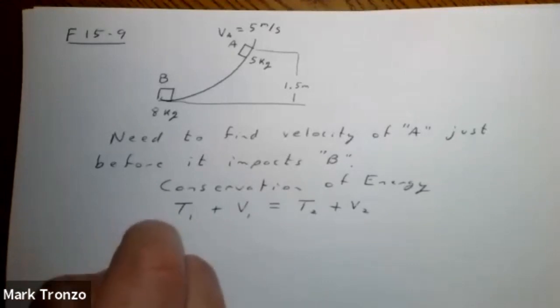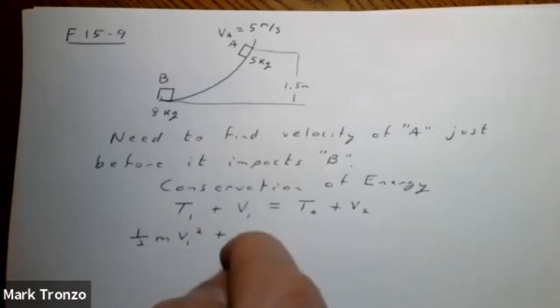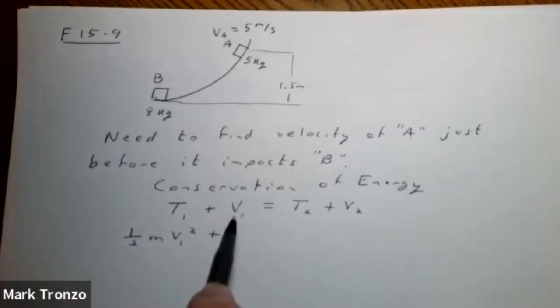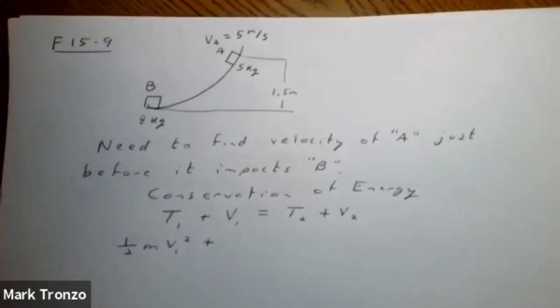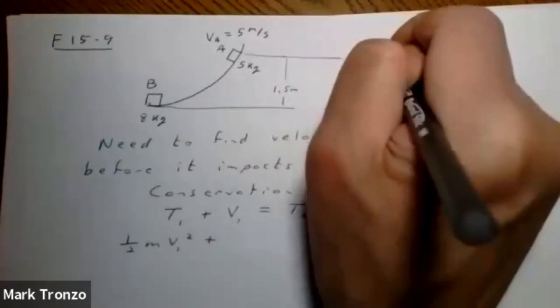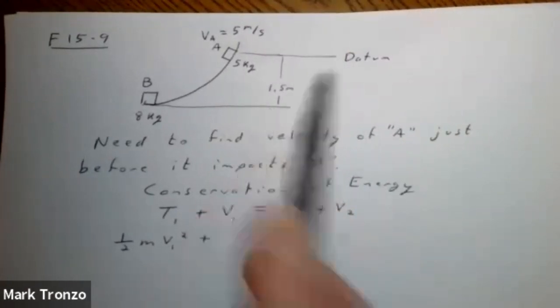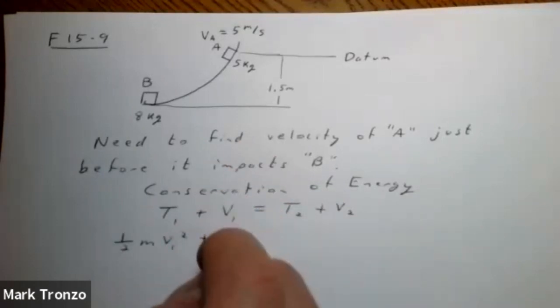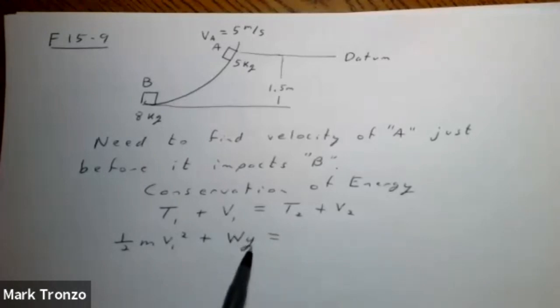Let me write it, 1/2 m v1 squared plus, and then remember the potential energy could be from the spring or from it being at a certain height. So we'll have to identify a datum line. Let me call this the datum line right there. Again, you could use this or this. I'll just pick that. So again, remember the potential energy is going to be the weight times y, where y is the distance to the datum line.